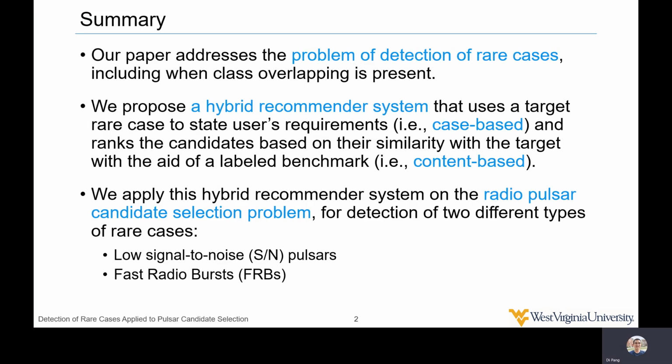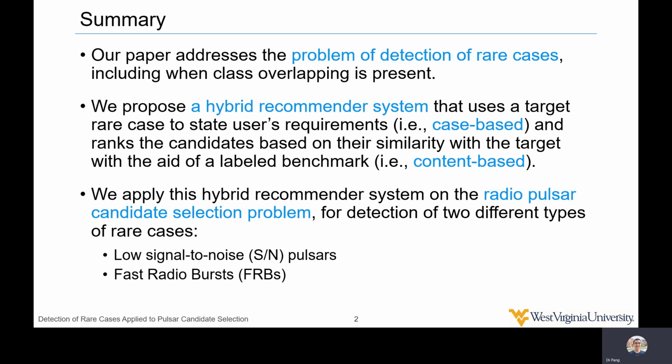In this paper, we address the problem of detection of rare cases, including when class overlapping is present. Briefly speaking, we propose a hybrid recommender system that uses a target rare case to state users' requirements, that is, case-based, and ranks the candidates based on their similarity with the target with the aid of a labeled benchmark, that is, content-based.